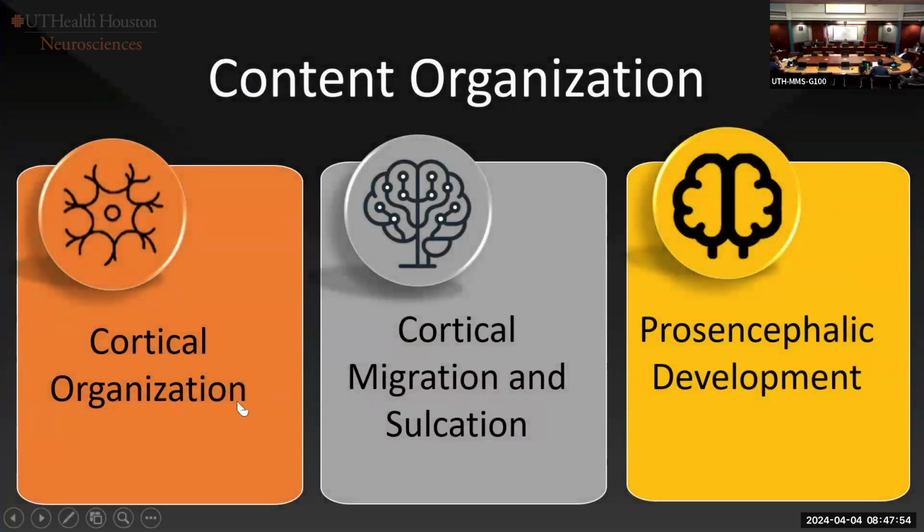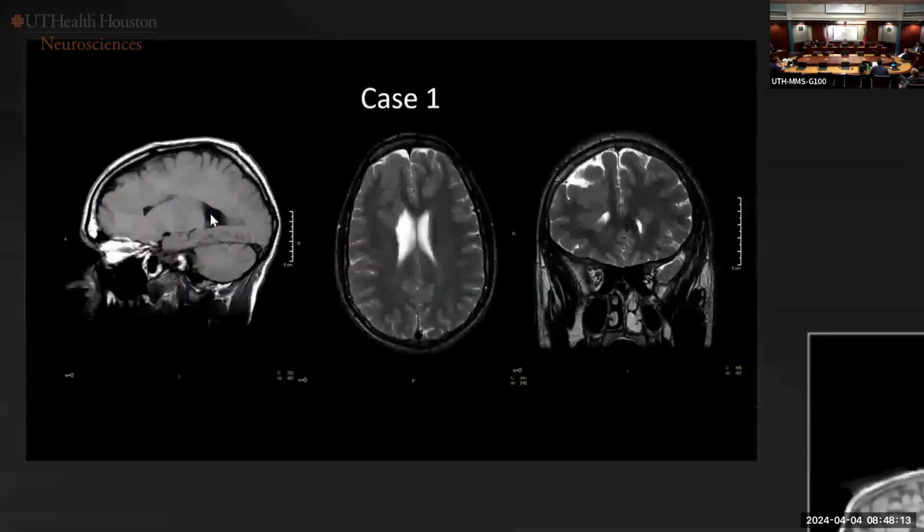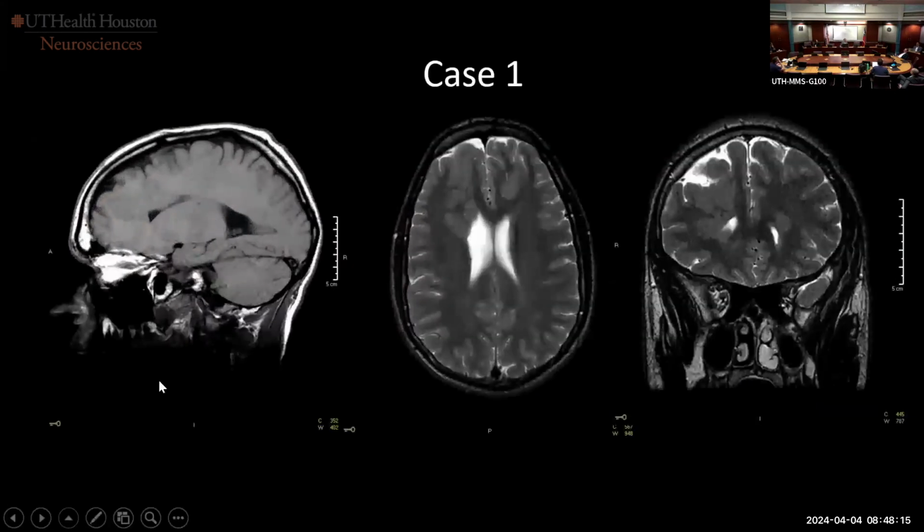We went through the cortical organization, the cortical migration and sulcation, and the main prosencephalic development anomalies. We will go deeper into this when we go into PD. And again, I'll have a completely separate one for the posterior fossa, which is a chapter of its own. So let's go to the cases to see if we can identify some of them.